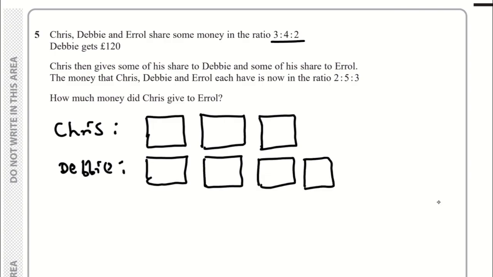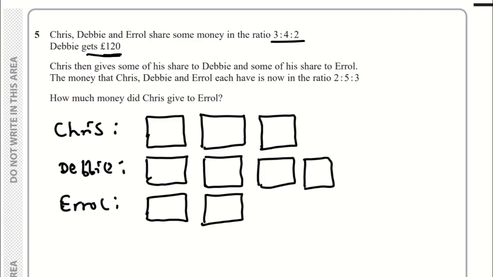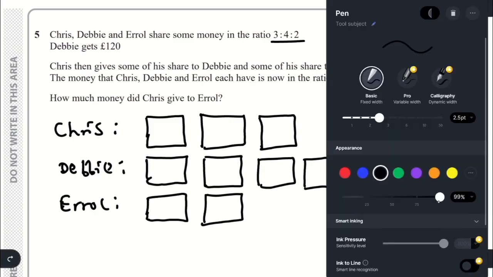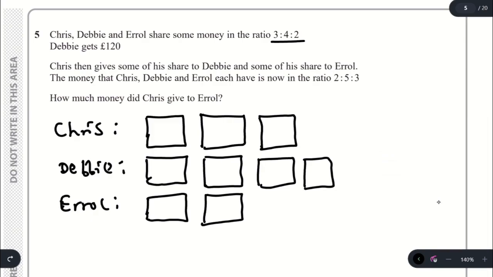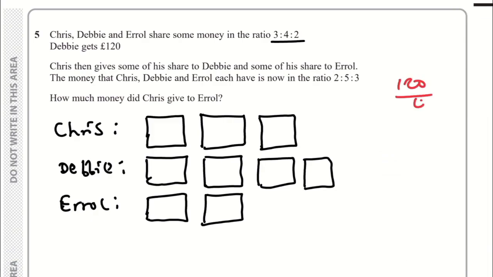Now what about for Errol? For Errol, how many boxes? 2 boxes. Okay. Now we're told that Debbie gets 120 pounds. Since we have 4 boxes for Debbie, I'm going to divide 120 into these boxes, and each of them needs to be equal. If you divide 120 by 4, you get 30. So each of them will be 30 pounds, and not just these boxes, all the boxes.